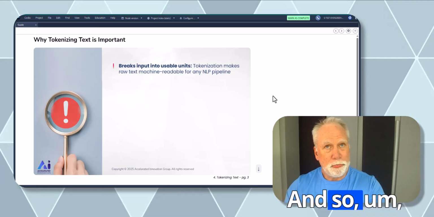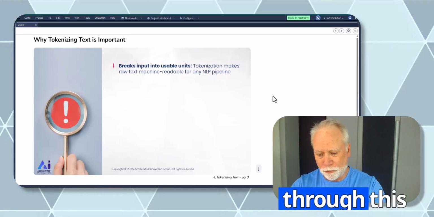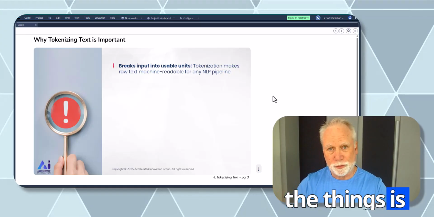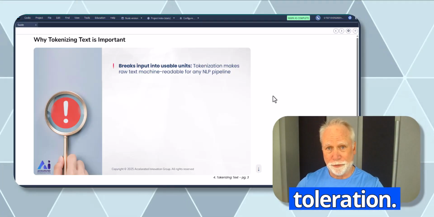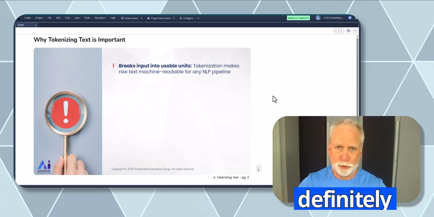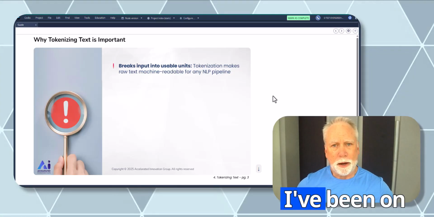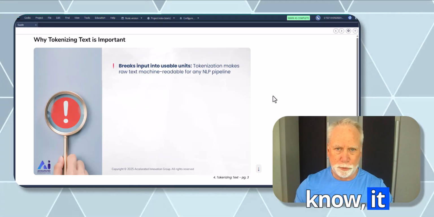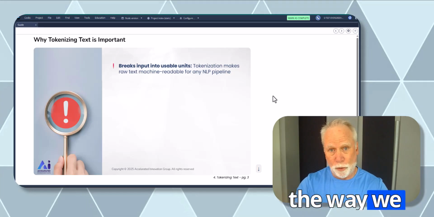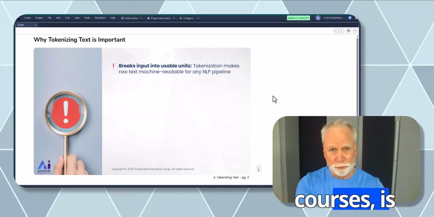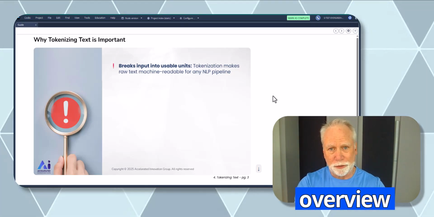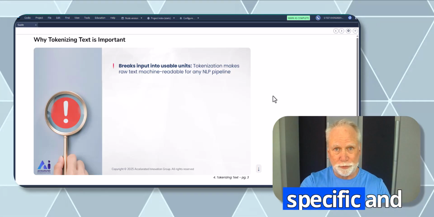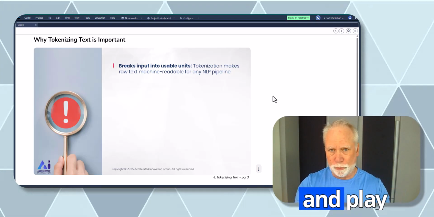And so what I'm going to do is talk through this, and then we're actually going to get into live notebooks. I'm the CTO of Accelerated Innovation, and we look at training differently than a lot of people. I've been on YouTube and I've gone through training, and I love Jupyter Notebook style training. The way we build our training courses is we have sections like this that give you some high level overview, and then we go into a notebook where we can practice these very specific techniques, and we can go through and play with it.